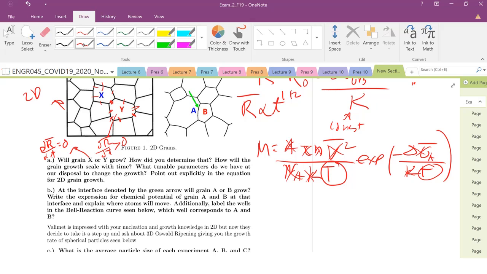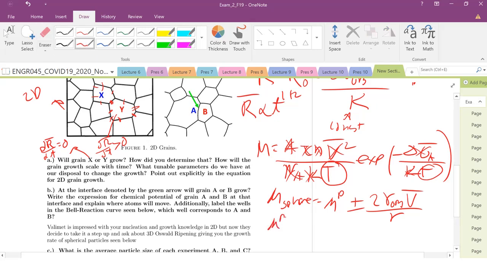So we know that generally speaking, the chemical potential of a sphere is going to be our chemical potential of an infinite plate plus or minus 2 gamma GB times molar volume over R, where this plus or minus depends on whether curvature is positive or curvature is negative. So the chemical potential of B is going to be the chemical potential of an infinite plate.